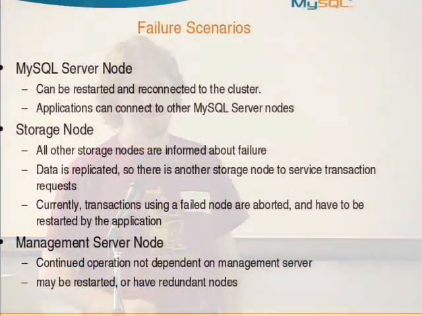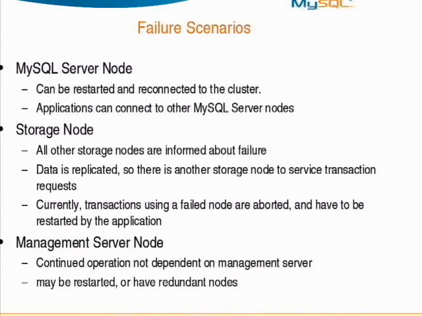And the current implementation is that when a storage node fails, any client applications that are doing transactions involving that storage node, their transactions are aborted, and you have to retry those transactions. But all that should be written that way anyway, in case you get deadlocks and stuff in transactional engines. So in reality, that shouldn't really be a problem.